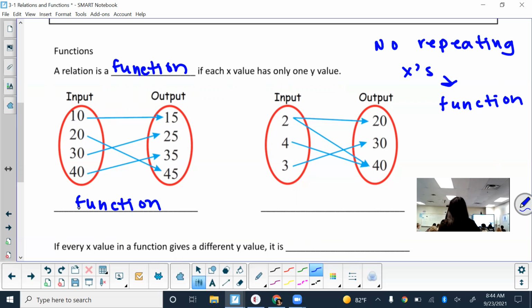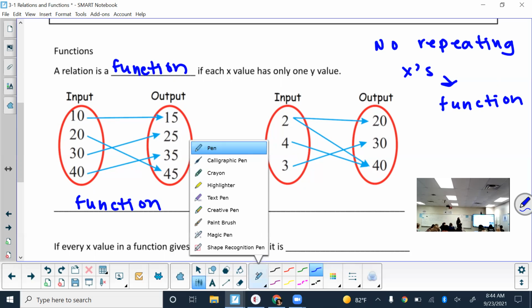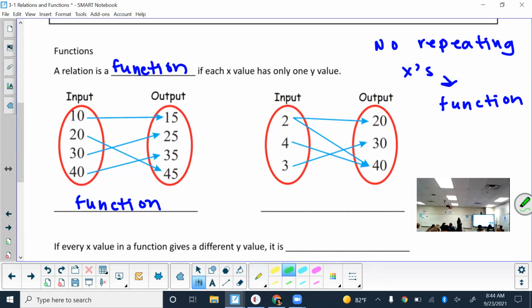All right. Now look at the second example. Do I have any repeating x's? Remember, the maps don't write down the repeating numbers, it just draws arrows. So which number repeats in that one? 2. In that case, you look at those y values. Are those y values different from each other? So is this one a function? Good. So not a function.